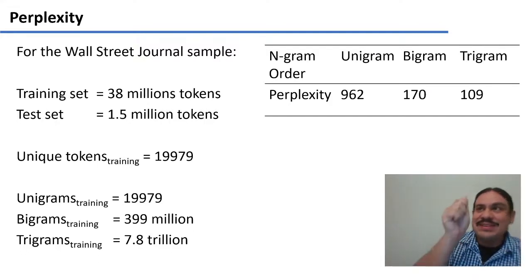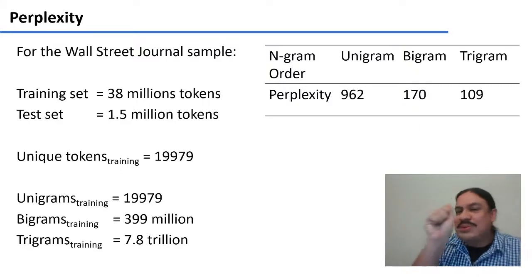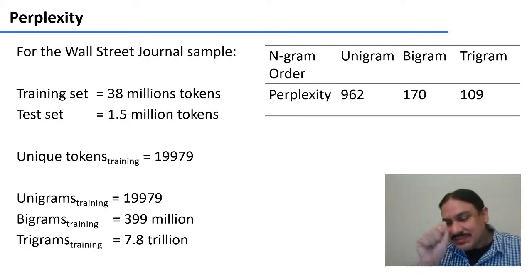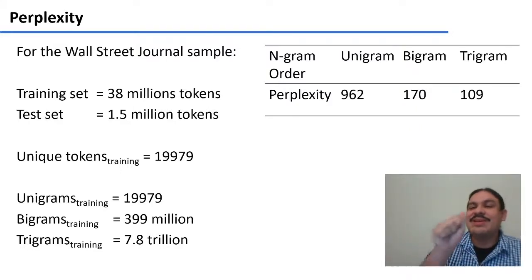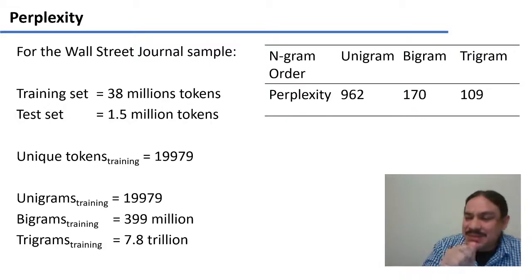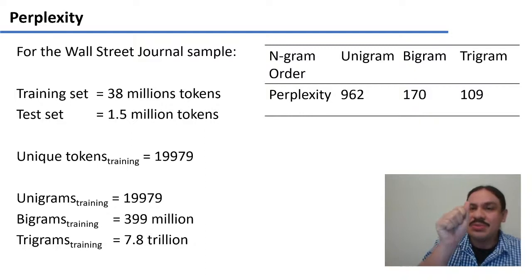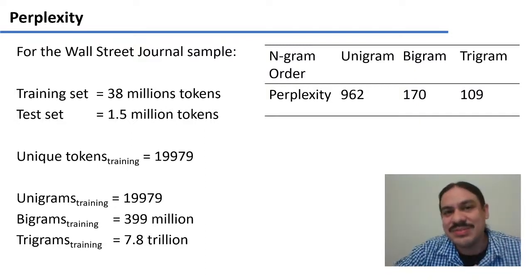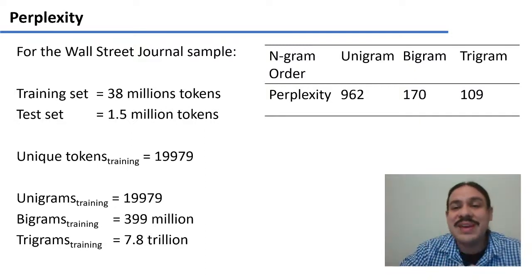So it's the multiplication of all of those probabilities normalized by this is the multiplication of the inverse of all of those probabilities normalized by the nth root. So how many unigrams or bigrams or trigrams you had in each of them. The numbers that you get is that the perplexity for the unigrams is 962. For the bigrams, it's 170. For the trigrams, it's 109.